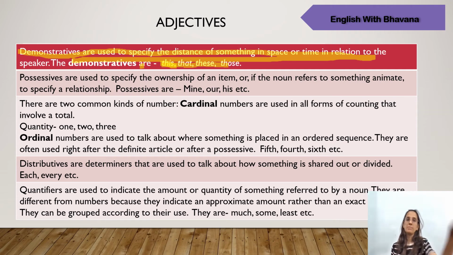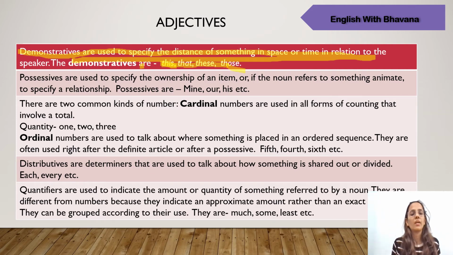That, for example, that is my phone. This way. Okay. Now, these, when do you use? When you're talking about plural things, and it's nearby to you. For example, these are my bags. And when you're talking about plural things which are far away from you, then we say those are my chocolates. Those are my bags. Okay, understood till here?